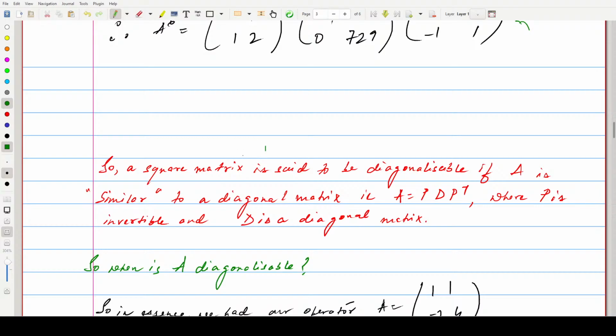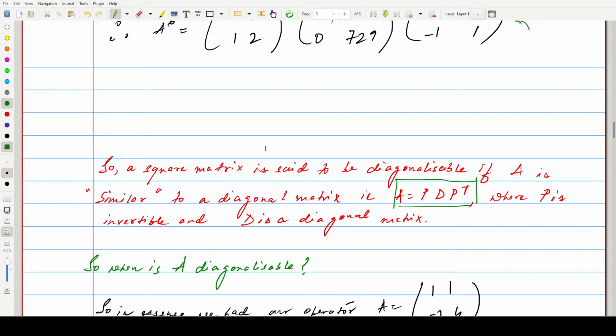All right. So we say that a square matrix is said to be diagonalizable if A is similar to some diagonal matrix, that is of the form A equals P D P inverse, where P is invertible and D is a diagonal matrix, right?